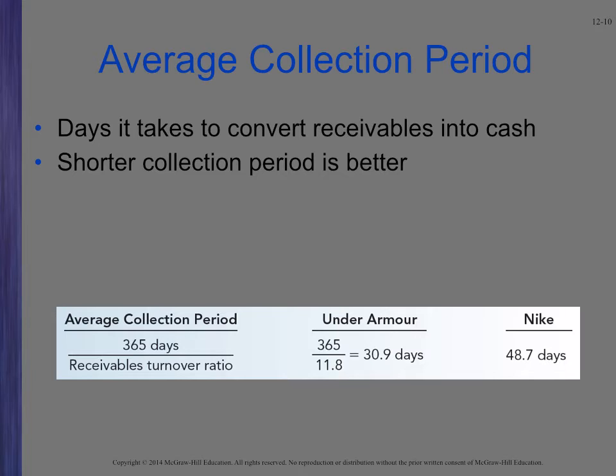So 48.7 days is much longer than 30.9 days. So we can confidently say that Under Armour is doing a better job of collecting its receivables, or it's doing a better job of converting receivables into cash than Nike.